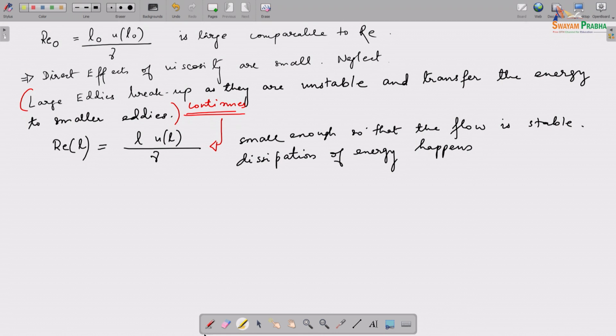And now the process, the energy cascade, is such that the large eddies will break up and transfer the energy. It has to be redistributed to smaller eddies, right? Now the point is, how long will this continue? This will continue till the Reynolds number corresponding to any eddy here is small enough such that the flow is stable and the dissipation of energy can happen, right.